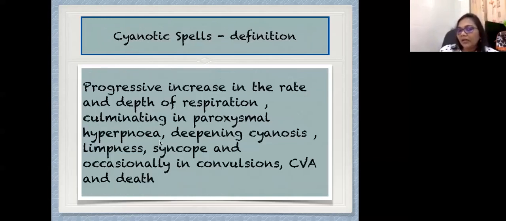So we'll now look into cyanotic spells. So how do we define cyanotic spells? Cyanotic spells are progressive increase in the rate and depth of respiration, which culminates in paroxysmal hyperpnea, deepening cyanosis, limpness, sometimes syncope, occasionally convulsions, CVA, and even death. So that is the definition of cyanotic spells.